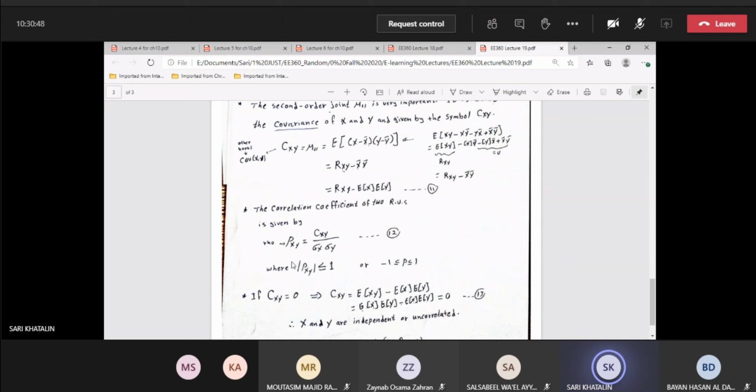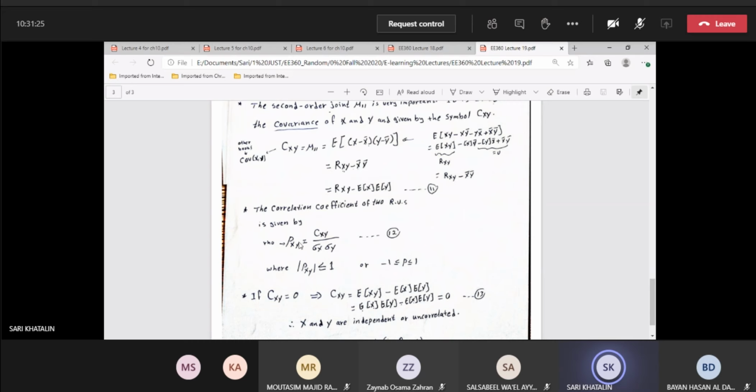Another important identity we need to talk about is the correlation coefficient of two random variables. It identifies how correlated they are. The correlation coefficient is between -1 and 1. If it's close to 1, it means x and y are going very close together all the way up, positive. If it's close to -1, they are going down, decreasing together. If it's 0, it means there is no correlation.